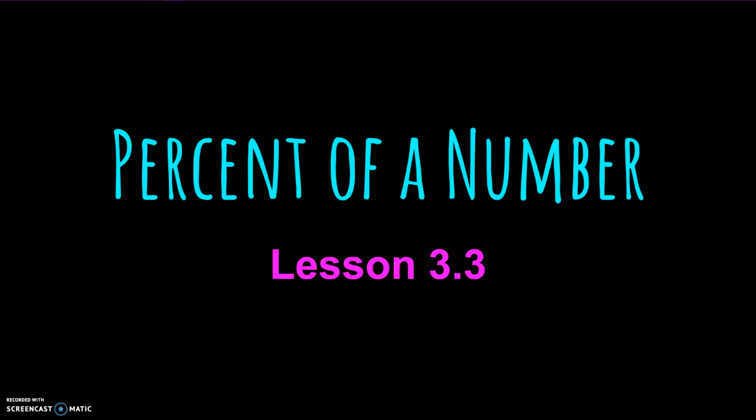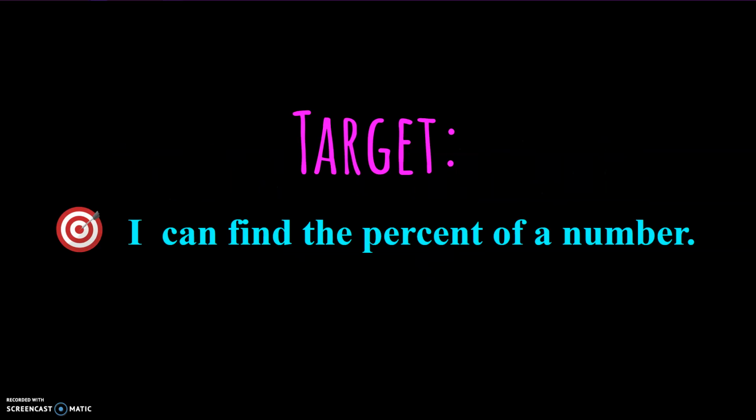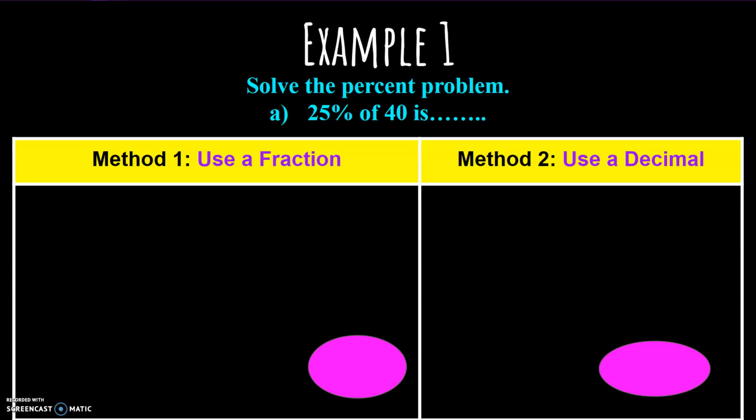Lesson 3.3, percent of a number. Now notice that big word in the middle, of. Remember what of means. Our target today is I can find the percent of a number. We're going to go straight into examples today. No vocab.